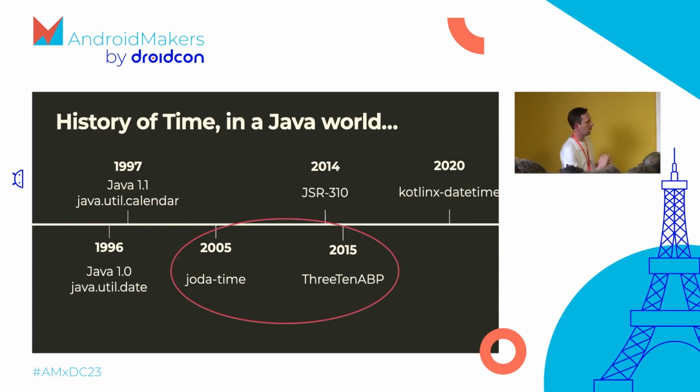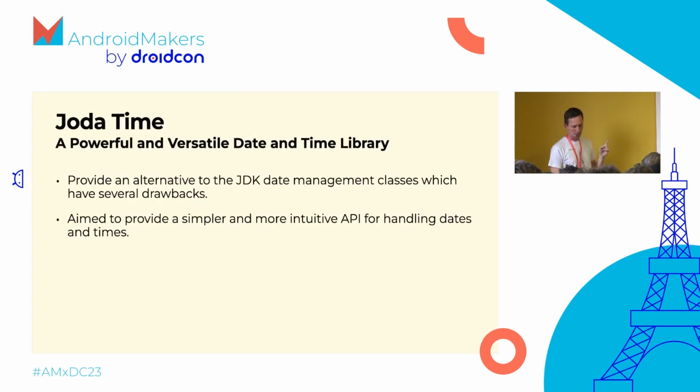Then we have, I'm summing it up because it's a 20-minute talk, Joda-Time and the 310 ABP. Joda-Time and 310. Joda-Time was started in 2002, released in 2005, and was born out of the frustration with the existing java.util.Date and Calendar APIs, which were very criticized. Joda-Time aimed to provide a simpler and more intuitive API for handling date and time. Its design was used to define the JSR 310 that we're going to talk about.